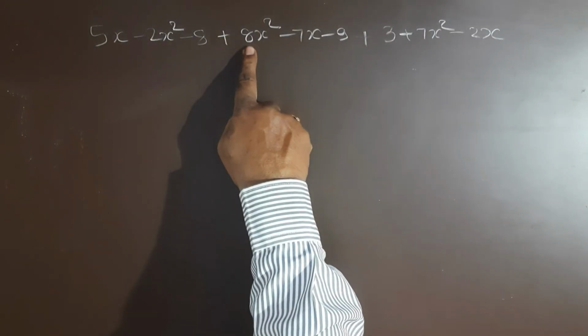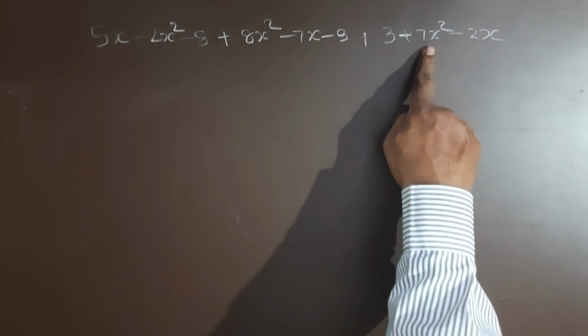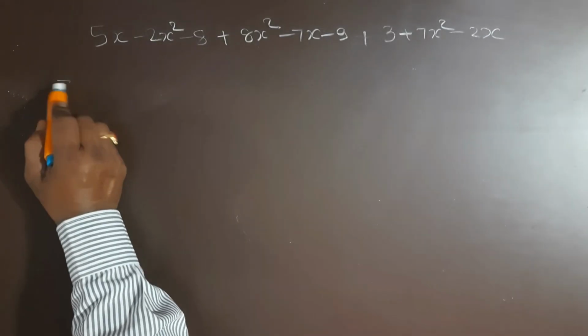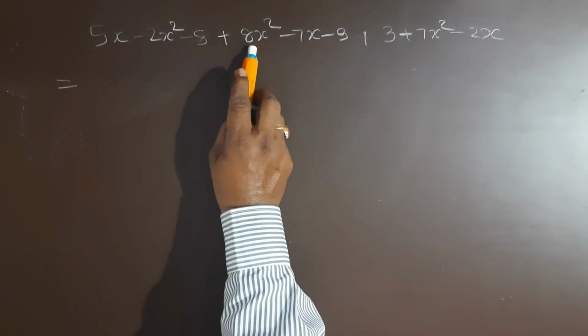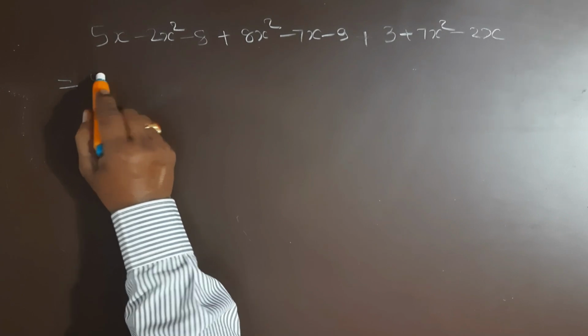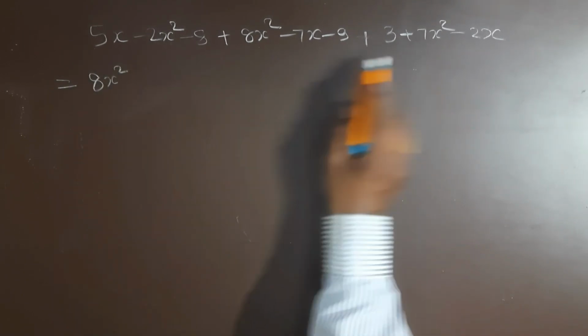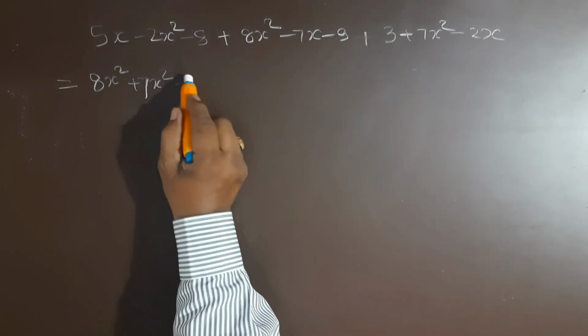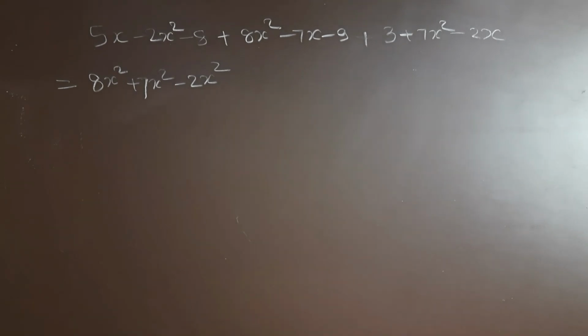Now what will we do? We will bring like terms to one side. What are like terms? First we will take the maximum power. Here the power is 2. This is minus 2x square, this is also 8x square, 7x square. These are like terms. Now bring these like terms to one side. First bring the positive ones: 8x square plus 7x square. Now bring this minus 2x square.